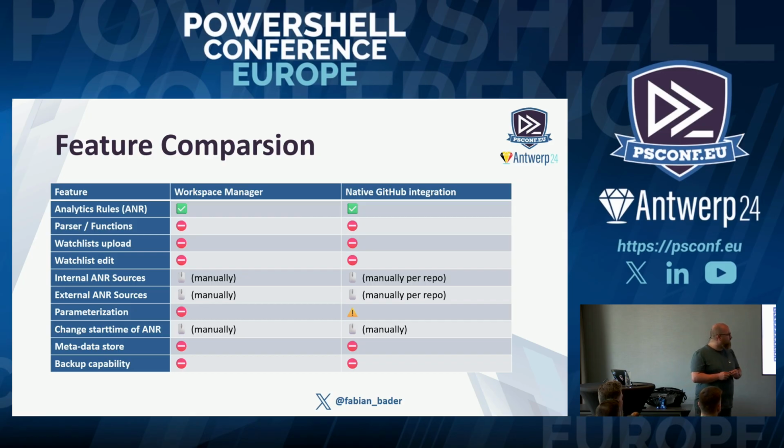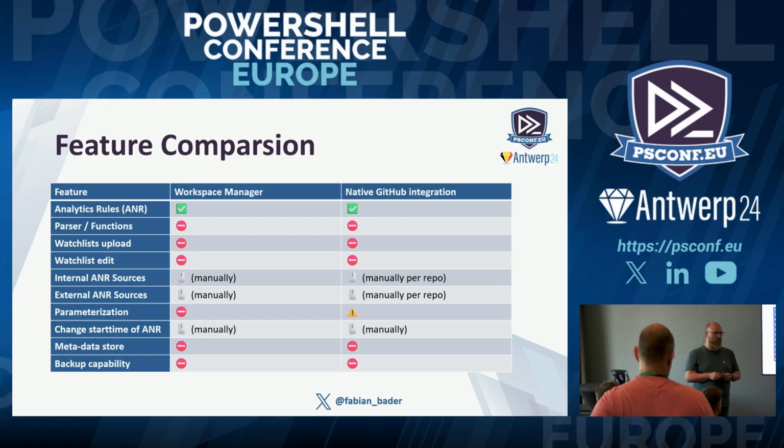For the Workspace Manager, as you can see, we can deploy analytic rules. That's perfect. So you have a Sentinel that you only use to deploy stuff to other Sentinels, and you can build groups and everything. That's good. But if you want to do something like parsers or functions, which is really important when you have like firewall logs coming in and you want to normalize the incoming syslog data, this you now have to deploy by hand or by other means.